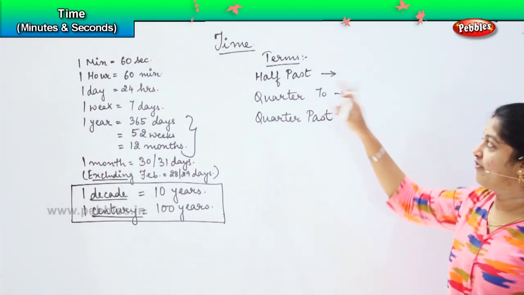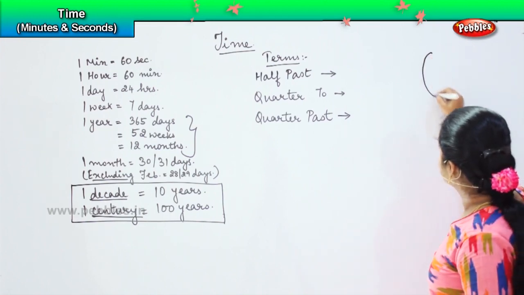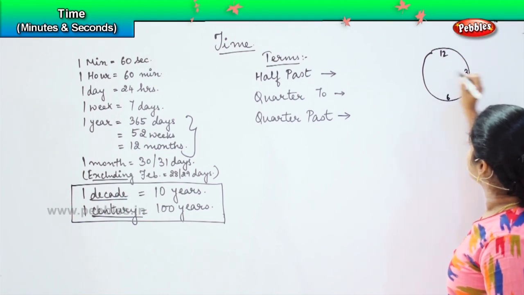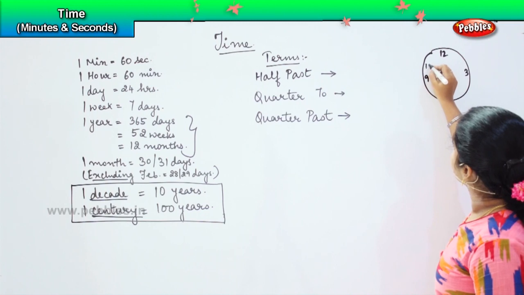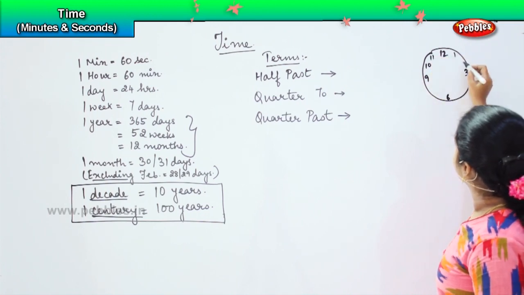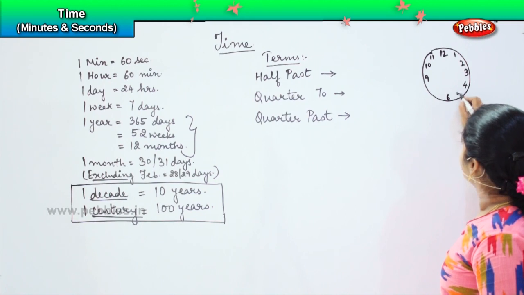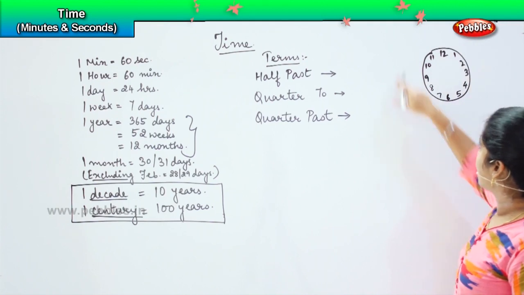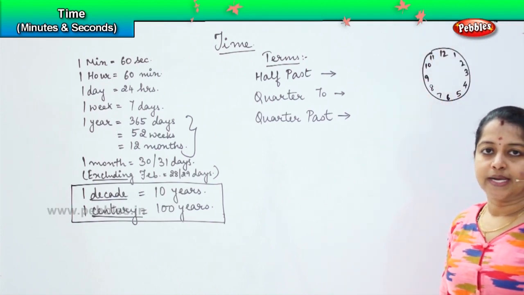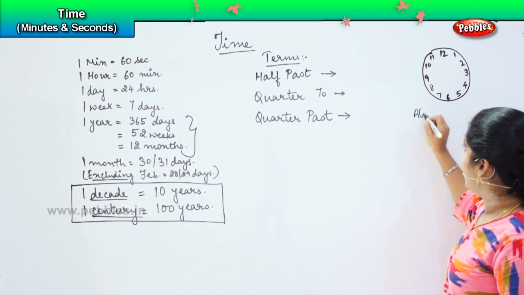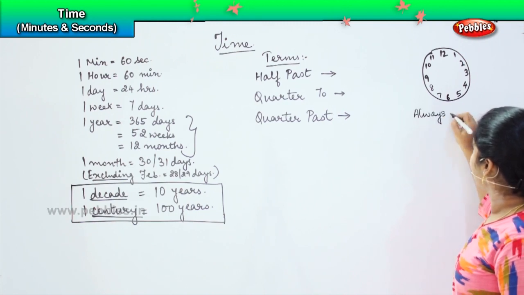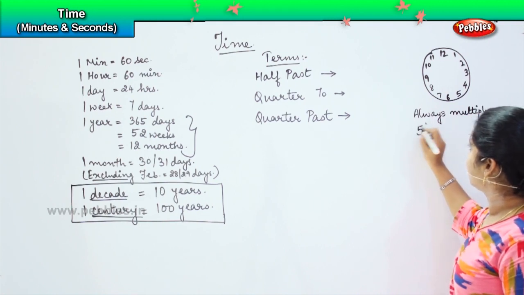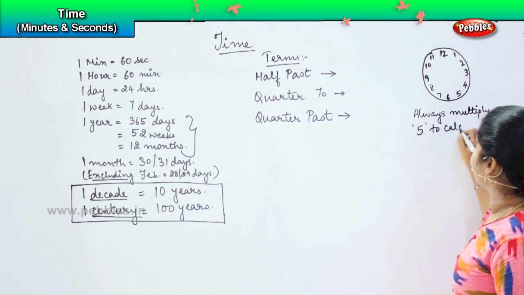So when I say half past, say for example, this is your clock, okay, 12, 6, 3 and 9. Fine. So I am drawing a clock for you to understand this term better. Okay. You know our clock has got 12 numbers, right? And we always know that we always have to multiply 5 to calculate the time.